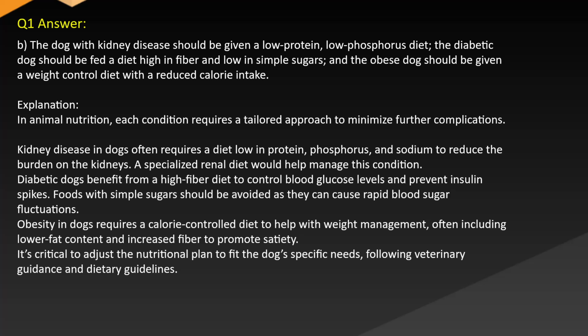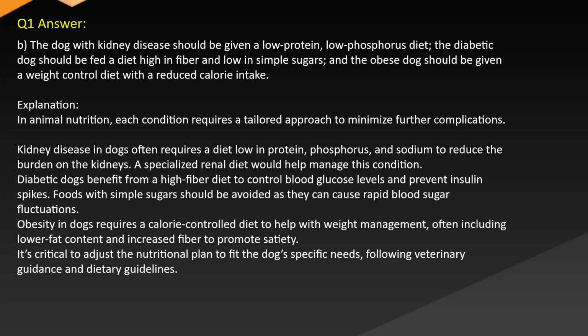Kidney disease in dogs often requires a diet low in protein, phosphorus, and sodium to reduce the burden on the kidneys. A specialized renal diet would help manage this condition. Diabetic dogs benefit from a high-fiber diet to control blood glucose levels and prevent insulin spikes.